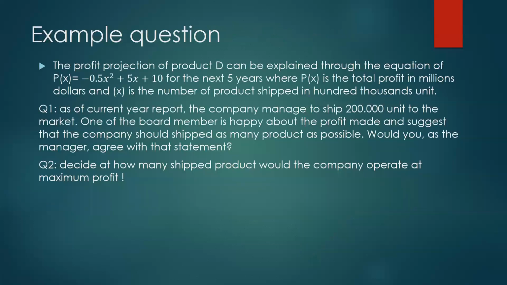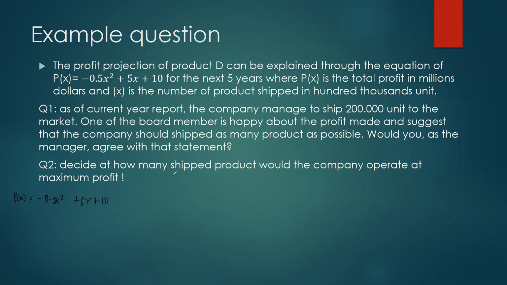So let's say we have an example question. The profit projection of product D can be explained through the equation P(x) equals minus 0.5x squared plus 5x plus 10. This is the equation that you need to find first when you want to do an instantaneous rate of change question. So let's record that: P(x) equals minus 0.5x squared plus 5x plus 10. That's the equation that we want.